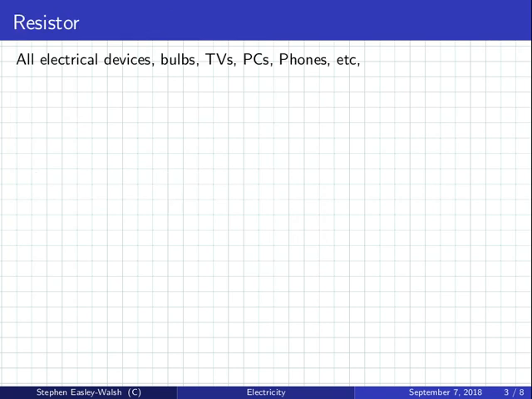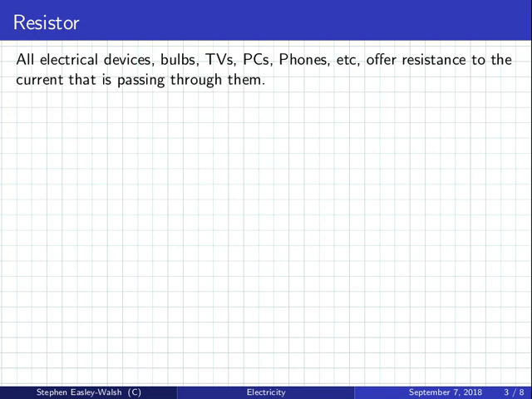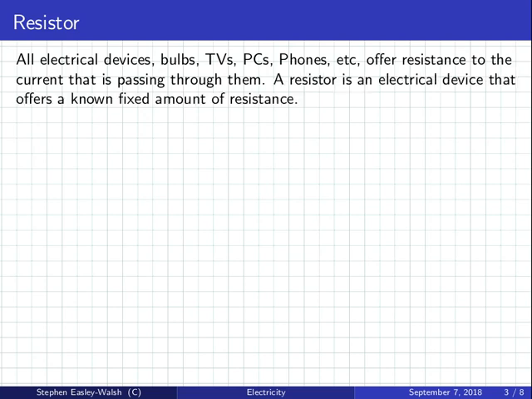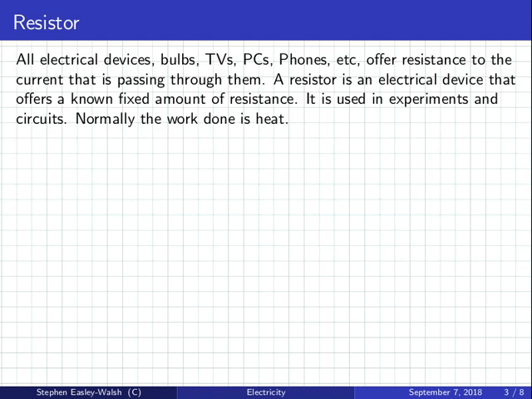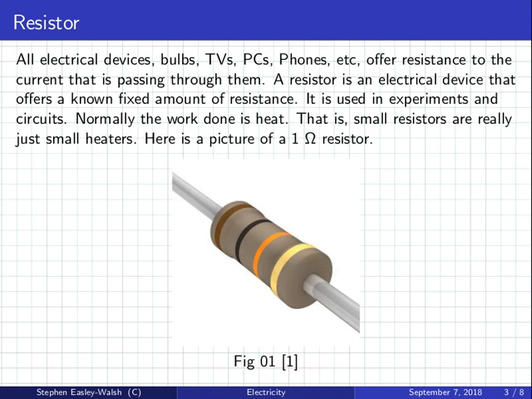All electrical devices, bulbs, TVs, PCs, phones, they have some resistance. We were talking about this last time. What's the unit for resistance? Ohms, yeah. A resistor is an electrical device that gives some amount of resistance. It's used in experiments and circuits. And normally the work done is heat. So small resistors are really just small heaters. Here's an example of one.